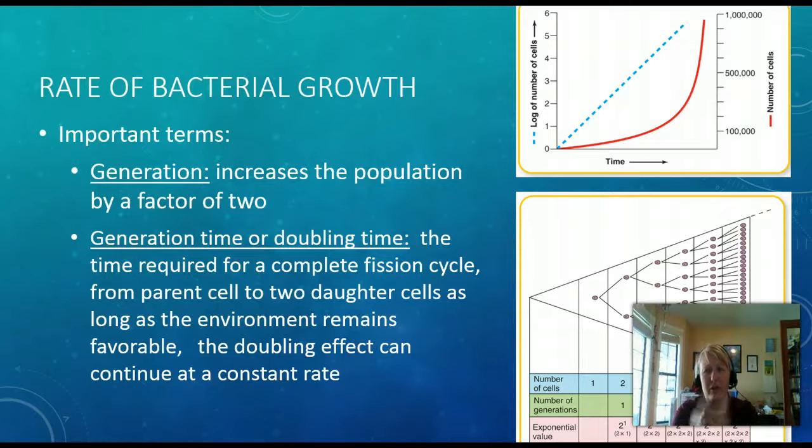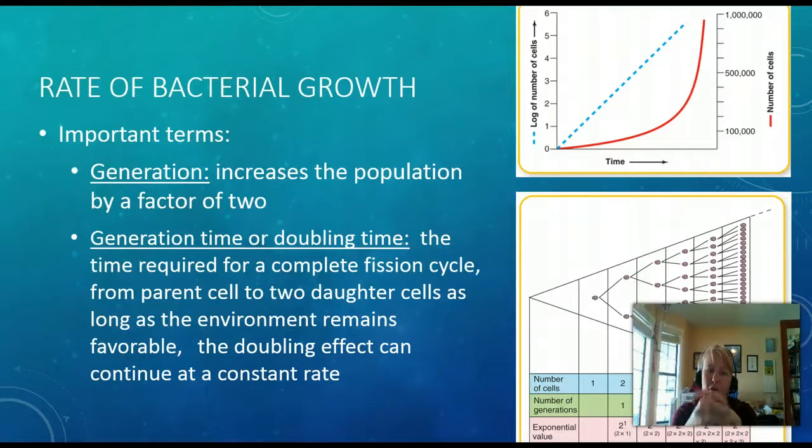So, rate of bacterial growth. There's a couple important terms. I know I said there wasn't going to be much vocabulary, but there is a little bit of vocabulary, just a little bit. A generation is the time that it takes for a population to increase by a factor of 2. And generation time, or doubling time, is the time required for the complete fission cycle. Okay, so make sure you understand those two concepts.